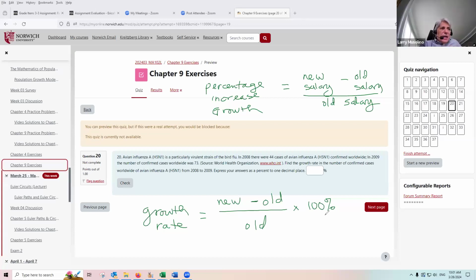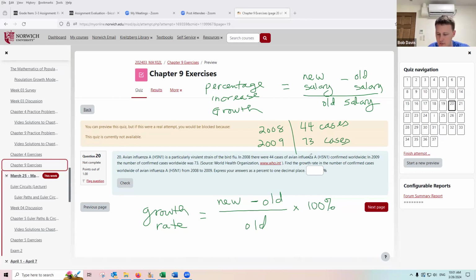So I'm going to write down the data they gave us in this problem. In 2008, they said there were 44 cases. In 2009, they said there were 73 cases. The 2008, I'm thinking, is the old number. And the 2009, I'm thinking of as the new number, the 73.